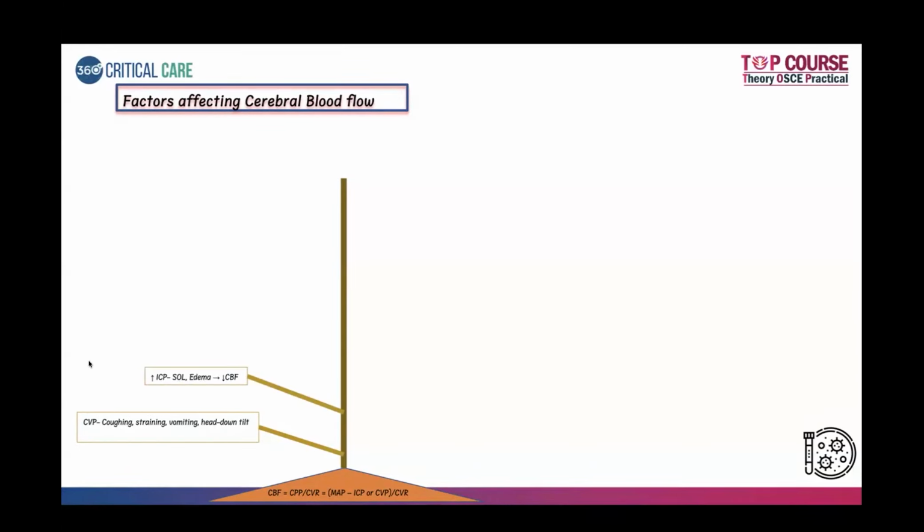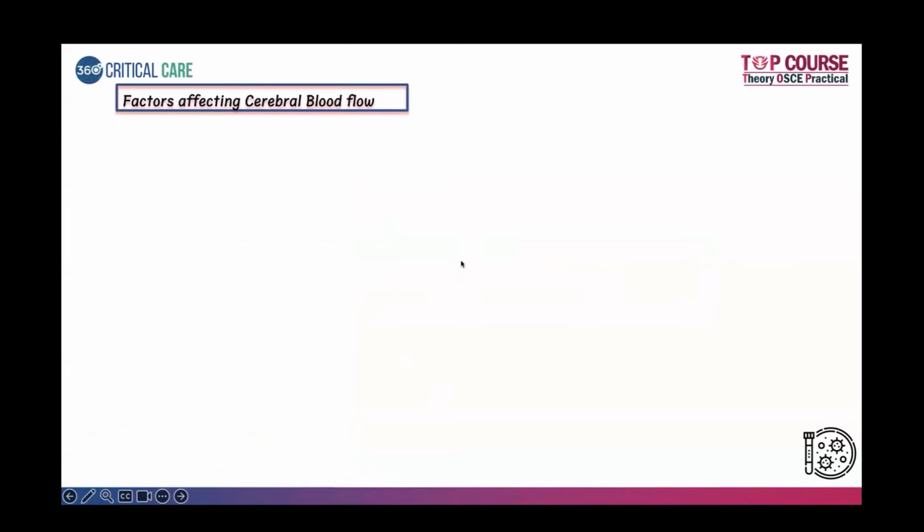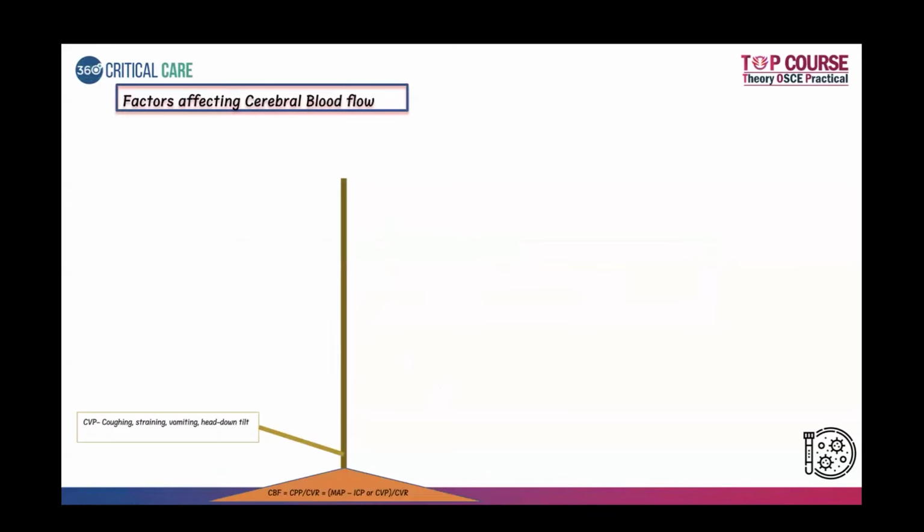Again, if the patient has a raised ICP due to a space occupying lesion or an edema, the cerebral blood flow decreases, going back to the formula. If any number, which is ICP or CVP, increases, then the subtraction from MAP to this pressure will have a lower value, thereby decreasing the cerebral blood flow. So CVP and ICP are inversely proportional to the cerebral blood flow.